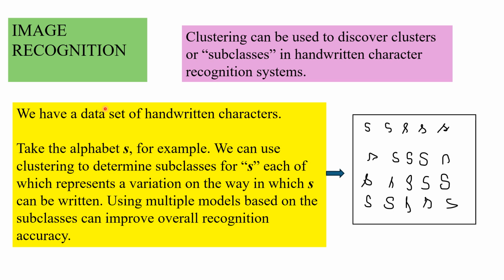In image recognition, we can discover clusters or subclasses in handwritten character recognition systems. Say for example S, there are a number of ways where people can write this character S. So by building multiple models based on these subclasses, we can improve the recognition accuracy. So we can see that some S are written in a typical manner and the others are more like a cursive S. So we can group these characters and build models specific to them. So this is an example for image recognition.